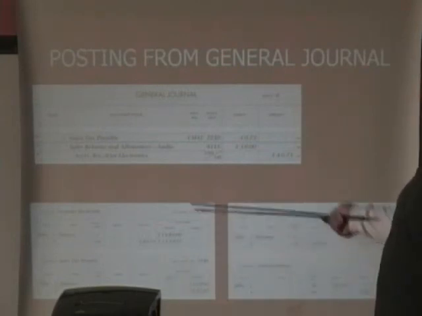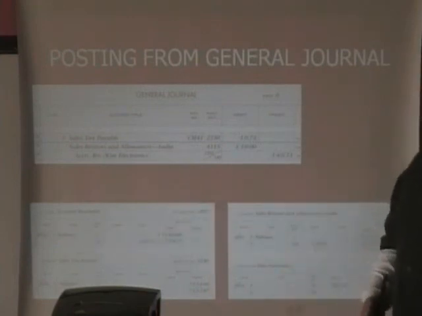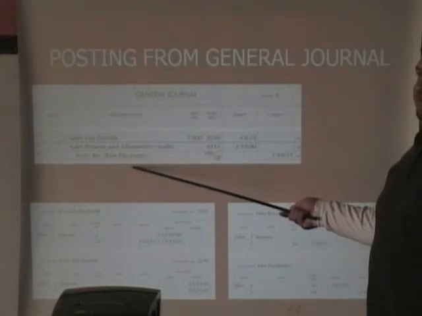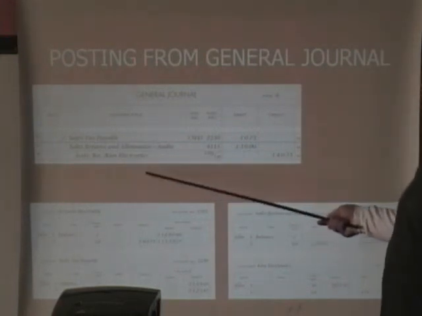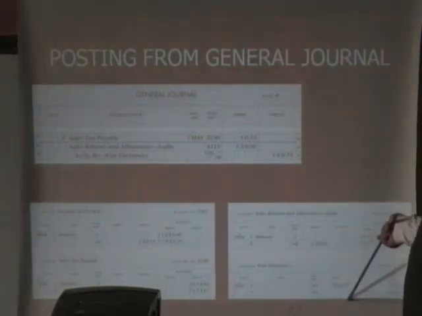Then you come down to Kim Electronics as well. Remember, that's what that slash means. Just like with accounts payable, your main accounts receivable and then your individual account, both are affected. You bring the 140.73 down to Kim Electronics.